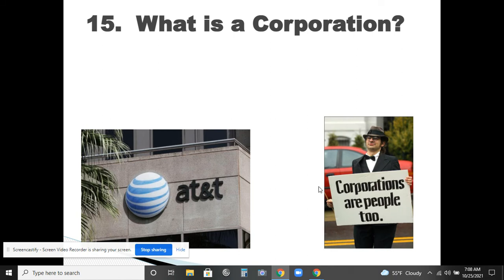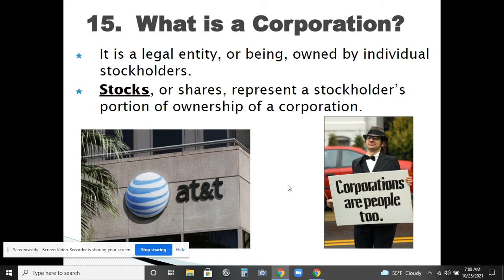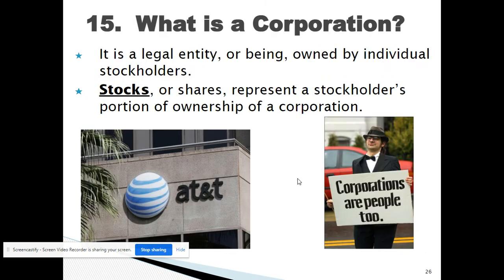What is a corporation? Corporations are not really people. They're a fictitious person. They're a company. They tend to be the biggest ones: AT&T, Google, Facebook, IBM, etc. It's basically a legal entity owned by individual stockholders. It's what's publicly traded mostly. Stocks or shares represent a stockholder's portion of ownership of a corporation. Basically, you get this little certificate, gives you partial ownership rights.